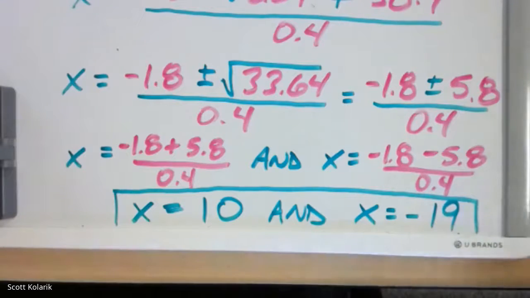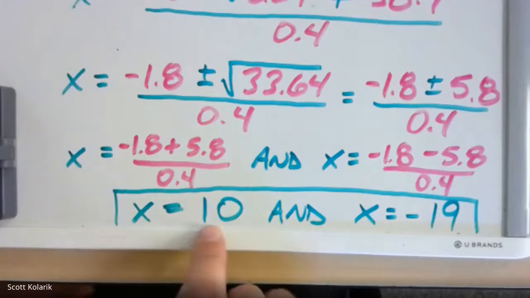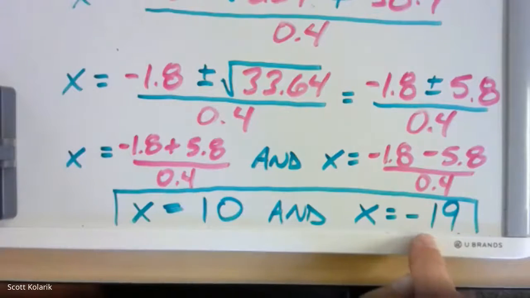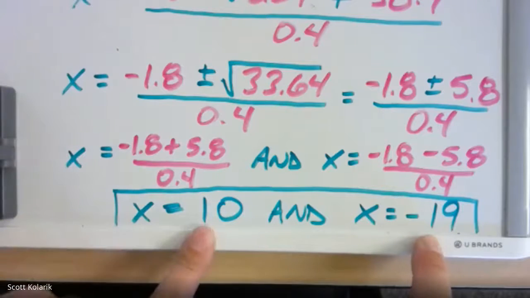And so back to what the question was asking, when were there 35 breeding pairs of these wolves? Again, x represented years since 1990. A positive 10 means 1990 plus 10, or the year 2000. The negative 19 would mean technically I'd go back in time. But if I subtracted 19 years from 1990, that would bring me back to 1971. So that would have been 1971 and the year 2000 when there were 35 breeding pairs of wolves.